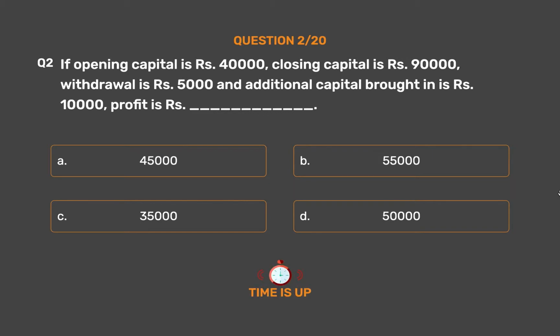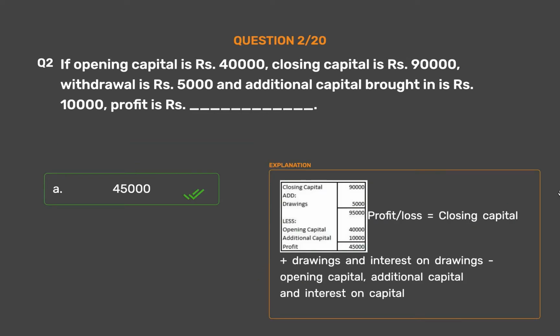The correct answer is Option A. 45,000. Profit or loss equals closing capital plus drawings and interest on drawings, minus opening capital, additional capital and interest on capital.